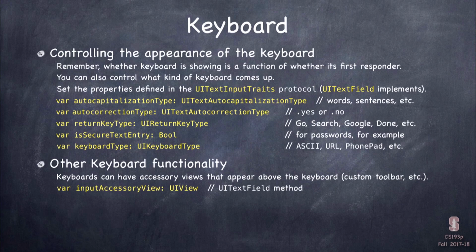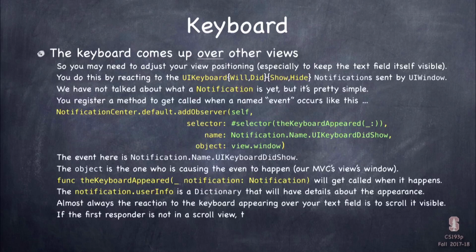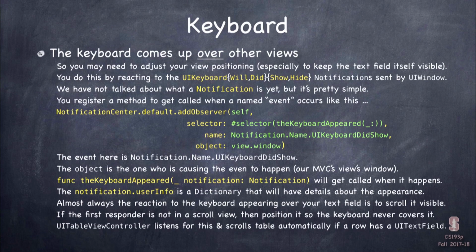Okay? The keyboard also has, in the text input traits protocol, input accessory view, which lets you put a little view on the keyboard, right at the top of the keyboard. If you have some special buttons or something you want, you can put them in there, so that's kind of cool. All right? Now, I'm not going to even talk about this slide yet, but later in the quarter I will, but I'm putting it up here for reference. You can go back and look at it.